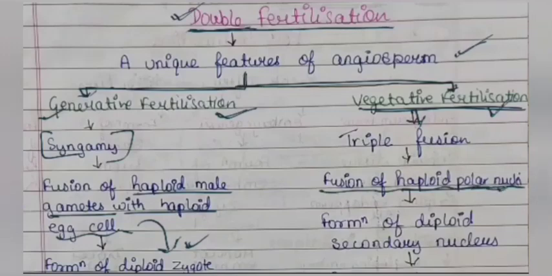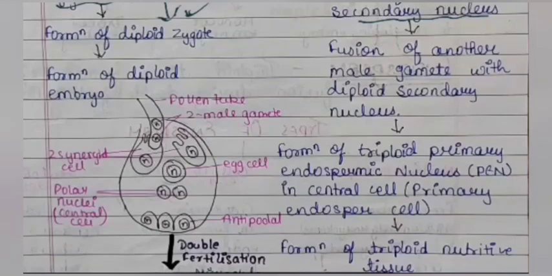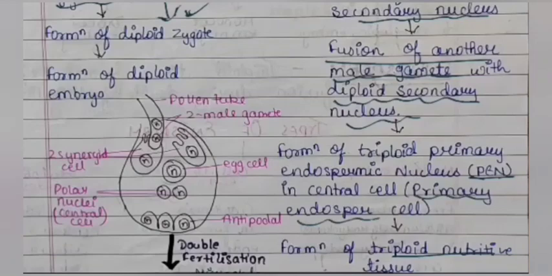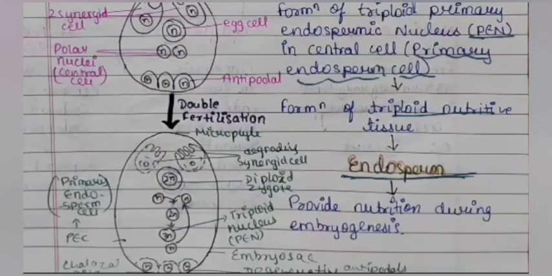The fusion of haploid polar nuclei forms a diploid secondary nucleus, which then fuses with another male gamete. So the formation of the triploid primary endospermic nucleus, that is PEN, takes place in the central cell, and this is a nutritive tissue which provides nutrition to the developing embryo. This is known as endosperm.